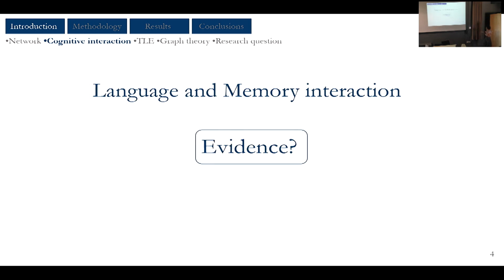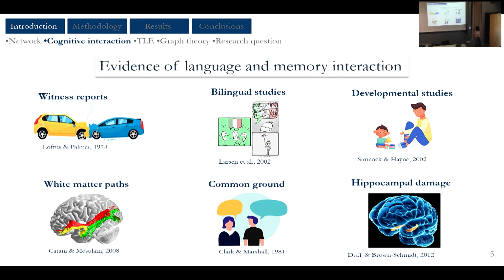So now, what are the examples of this interaction and what is the evidence? Due to time limitation, I will just say that there are different studies that show the evidence of their interaction, coming from bilingual studies, developmental studies, anatomical studies, showing that these functions share some white matter paths. However, one concept is useful to show the interaction between language and declarative memory, and that is common ground.